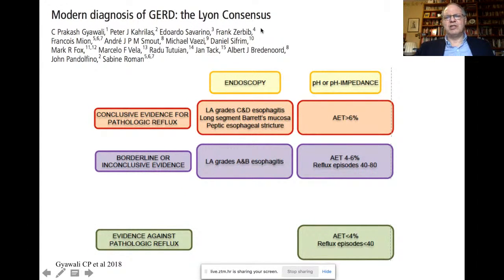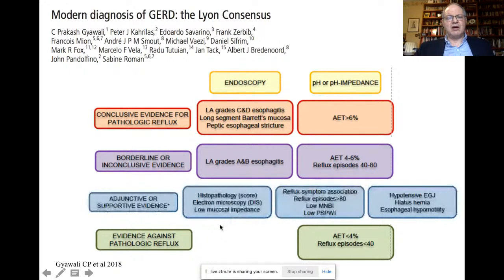So this is the Lyon consensus. The Lyon consensus is a very interesting work by a large group of experts in the field, and we came to the following situation. When you have a patient with positive endoscopy, LA C or D esophagitis, Barrett's or peptic stricture, and acid exposure above 6%, this is a conclusive diagnosis of GERD. On the other side, if you have a patient with negative endoscopy and the acid exposure is less than 4%, and the number of reflux episodes is very low, it is clear that the patient does not have pathological reflux.